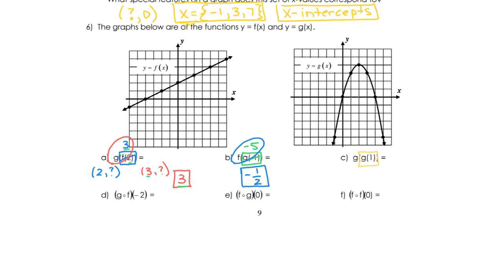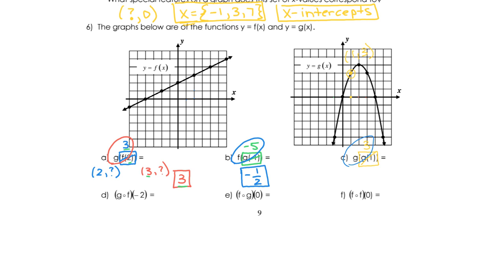Okay. So in C, innermost parentheses first. So G of 1. So on the G graph, go over 1, which puts us there. We would have to go up to hit the graph, and we end up at this coordinate right here, which is 1, comma 3. Okay, so we're going to get rid of G of 1, and we're going to replace it with 3.